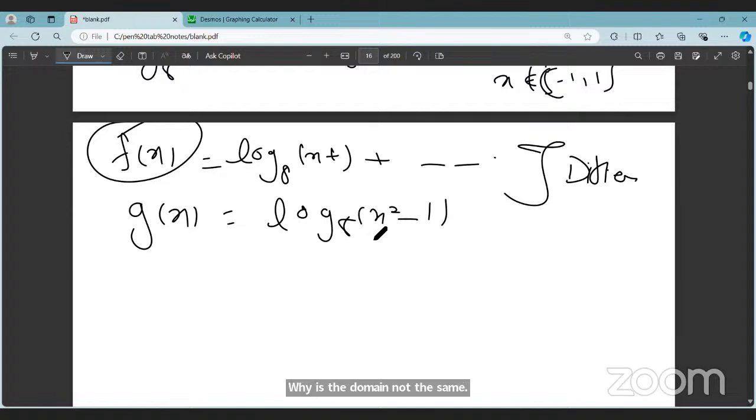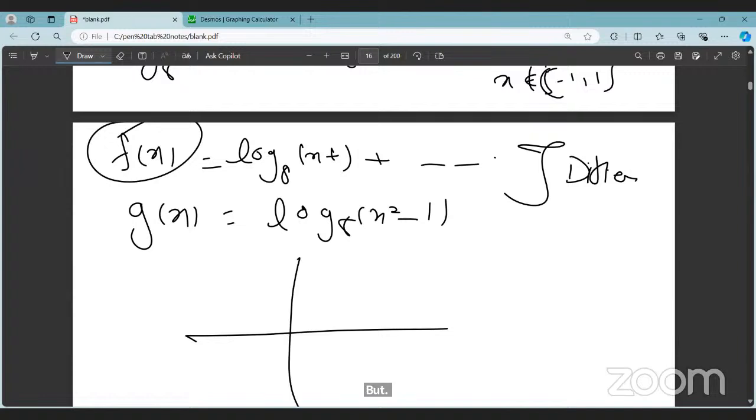f of x is defined in some region. g of x is defined in some region. They may be the same in some region. This is the difference where you have got to figure out. Another thing, the range would be given that for this particular thing, both are the same. The range will be the same because the expression is right.